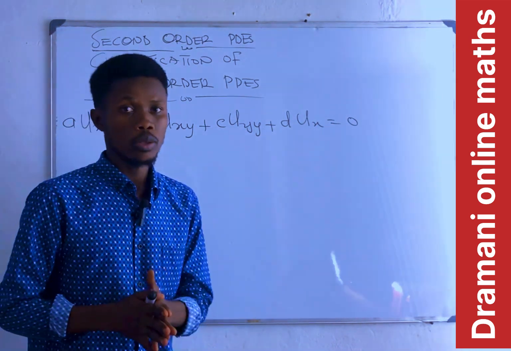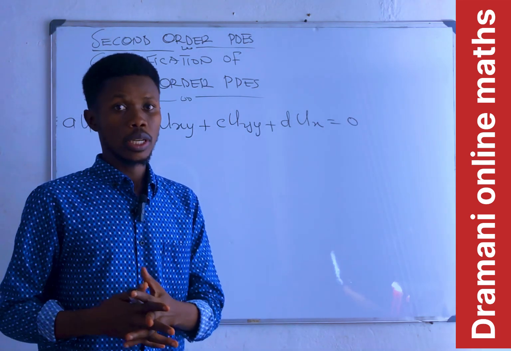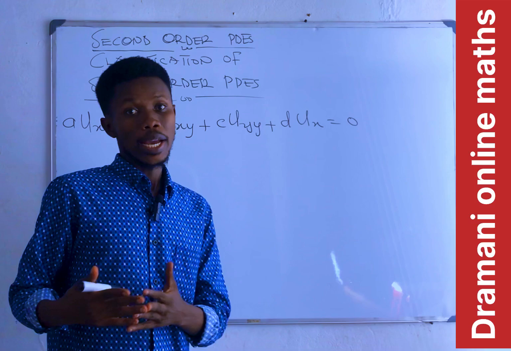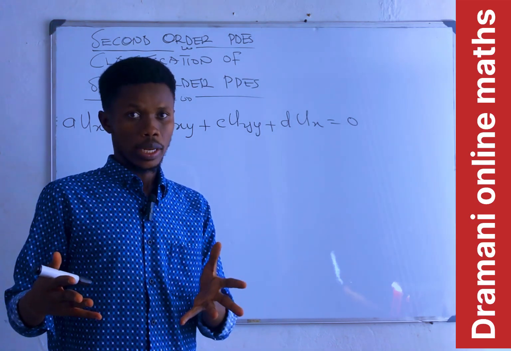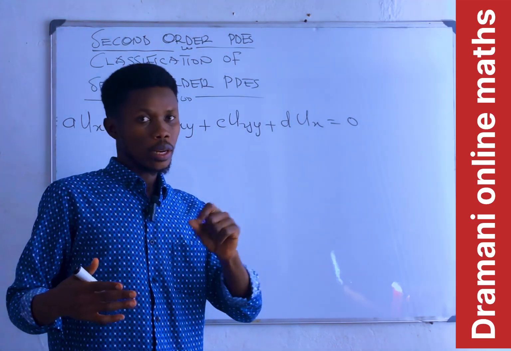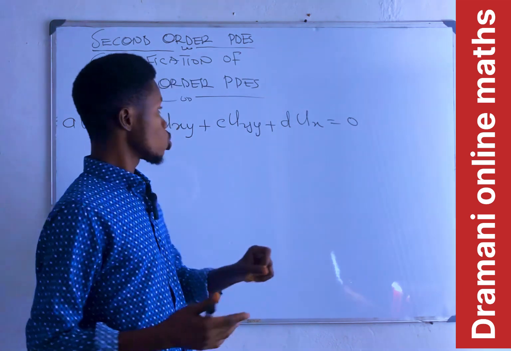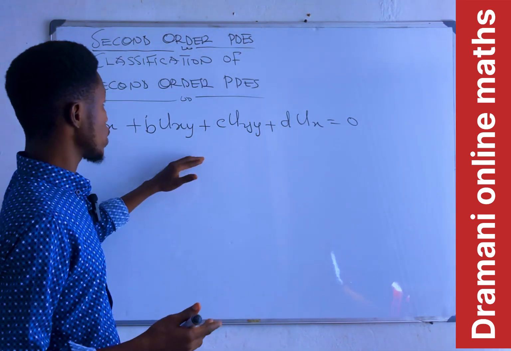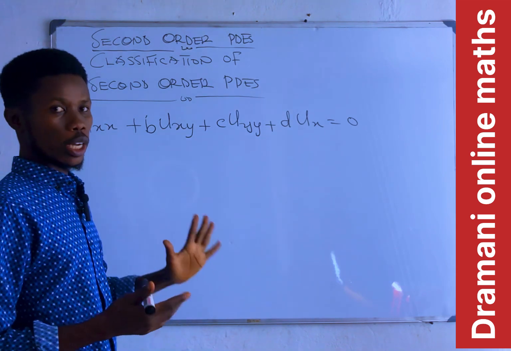And I told you, when you are dealing with the first order partial differential equation and classifying it, you looked at the order. The highest derivative determines the order there. So looking at this one, the highest order is 2. So that makes it a second order partial differential equation.